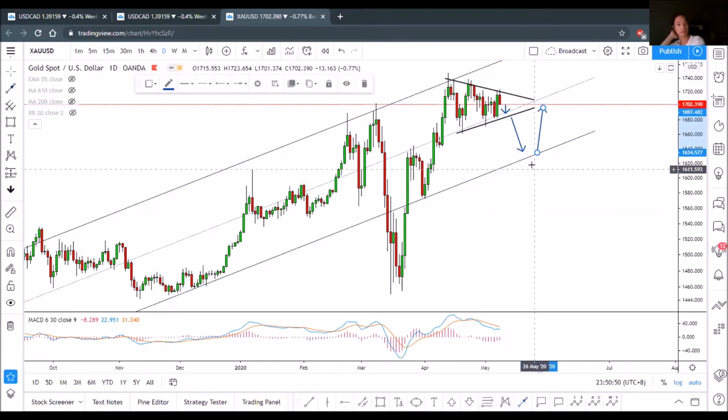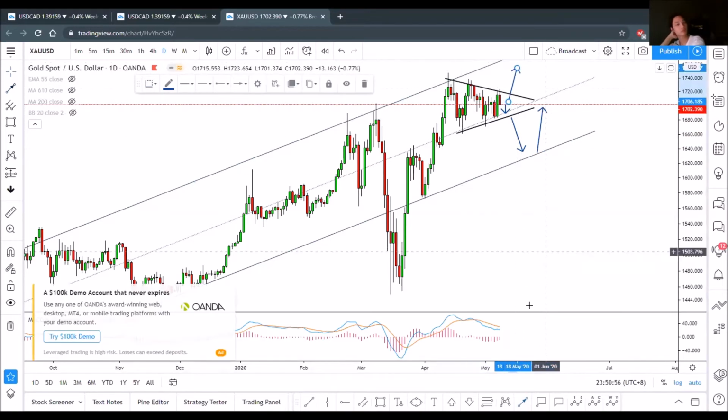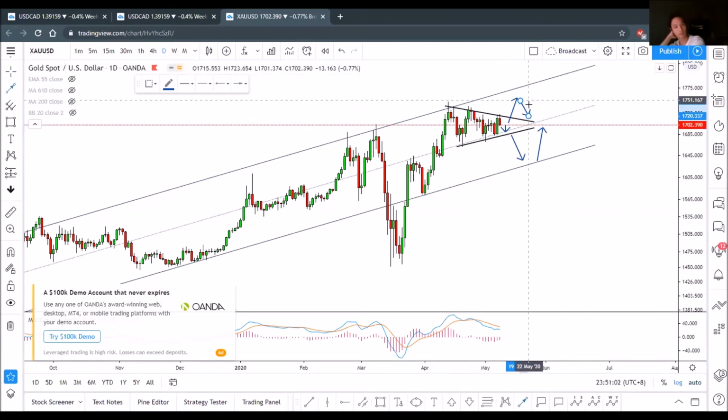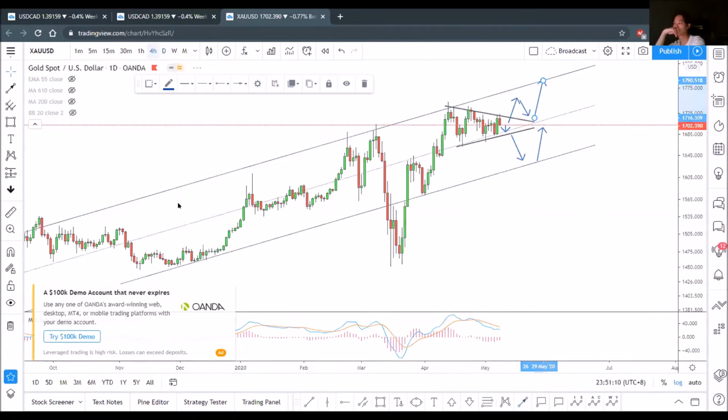an even lower price. But if not, if the price were to go up and breaks out of this range, this symmetrical triangle, then we might as well just wait for the pullback and continue to buy towards the top of the range of the channel again. So in this week, let's take a look at the smaller time frame.